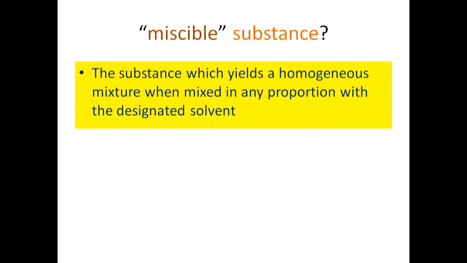Now let's learn the concept of the term miscibility. Miscible means a substance which yields a homogeneous mixture when mixed in any proportion with a designated solvent. So here the proportion as well as the solvent both are important, right? For example, if we take ethanol and water and mix them, the mixture that we obtain is homogeneous in nature, and it doesn't depend on the proportion that we have taken. So in any proportion they are miscible with each other.